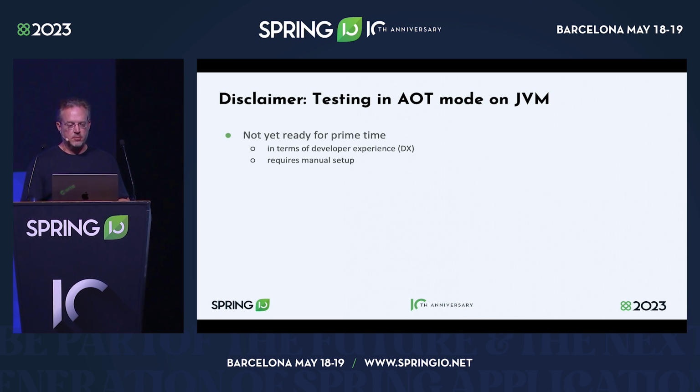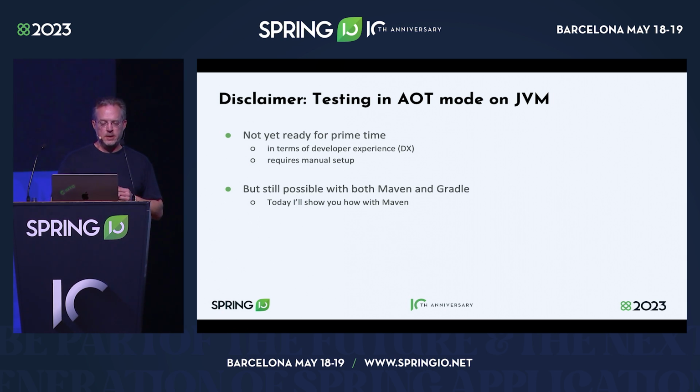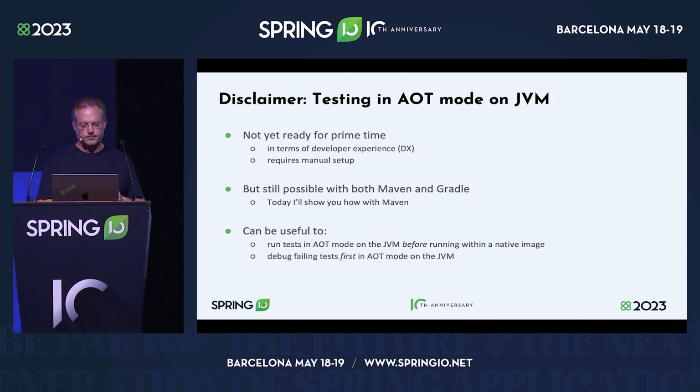So this does require some manual setup currently. Yeah, it's possible with both Maven and Gradle, and today I'm just going to show you how to do it with Maven to give you an idea of what's currently possible. So why would this be useful? It might be nice to know that your tests are running in AOT mode on the JVM before trying it with the native image, or maybe if you have some things that aren't working because of AOT complications, then you can run them much faster in your IDE, without compiling a native image and then running the tests from there. And you can also debug them within your IDE, and I'm going to show you an example of that.